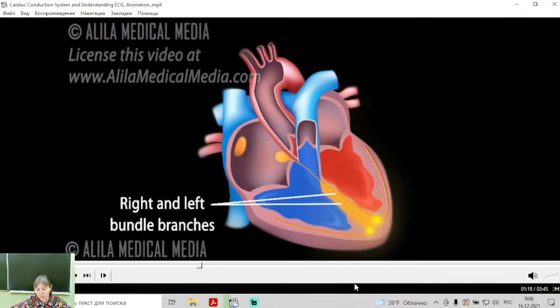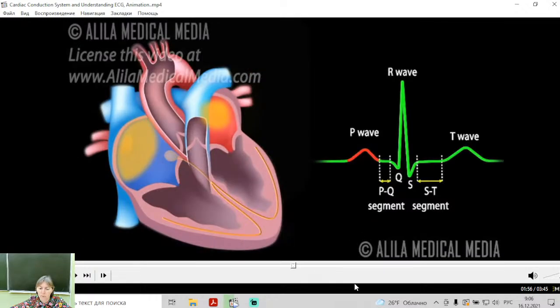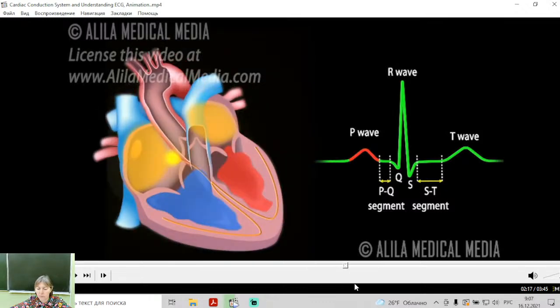When the atria are full of blood, the SA node fires. Electrical signals spread throughout the atria and cause them to depolarize. This is represented by the P wave on the ECG. Atrial contraction, or atrial systole, starts about 100 milliseconds after the P wave begins. The PQ segment represents the time the signals travel from the SA node to the AV node. The QRS complex marks the firing of the AV node and represents ventricular depolarization. Q wave corresponds to depolarization of the interventricular septum.